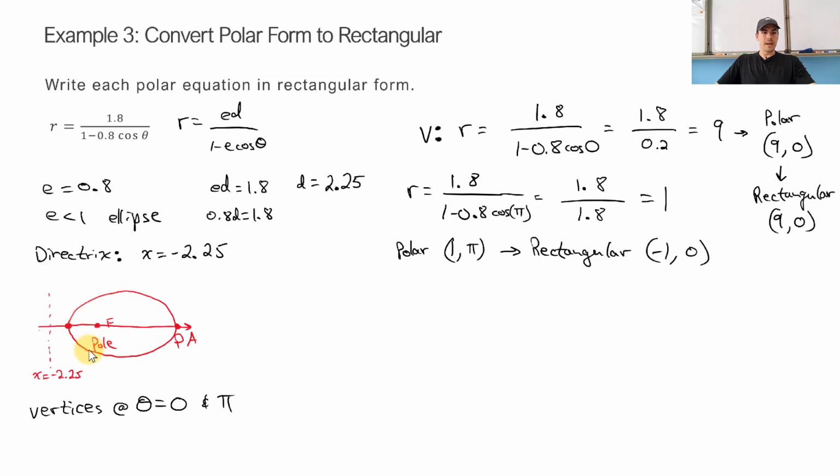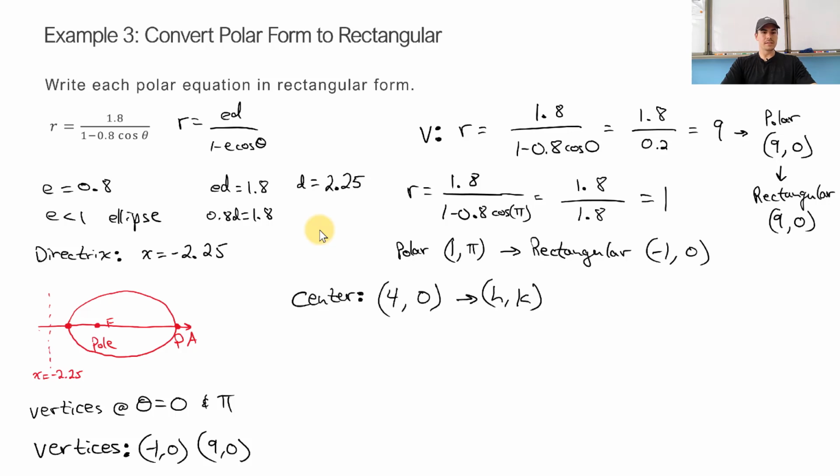So when I think of that as an xy plane here, we can think of this as going over 1, and we're not going up or down at all. So that would be (-1, 0). Okay, so my vertices are going to be at (-1, 0) and (9, 0), okay? So I can tell now what my center is, right? My center is the midpoint of these, so it's going to be at (4, 0), which automatically tells me my h and my k value, which is very nice.